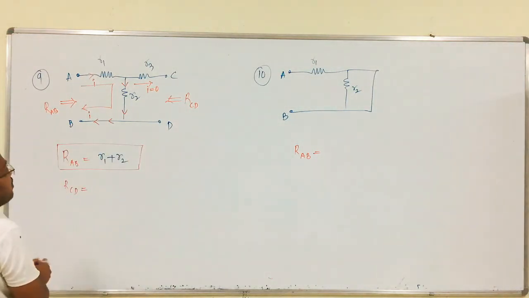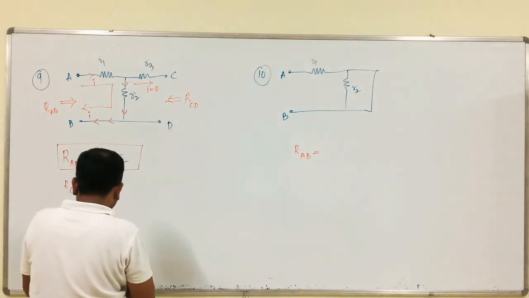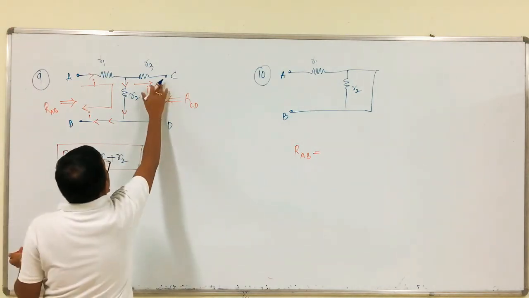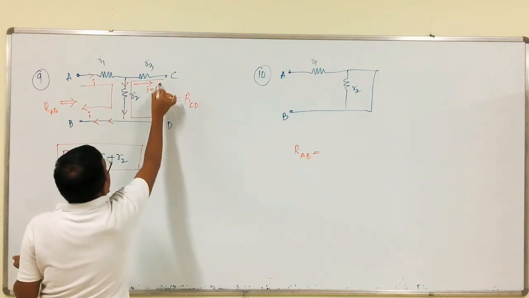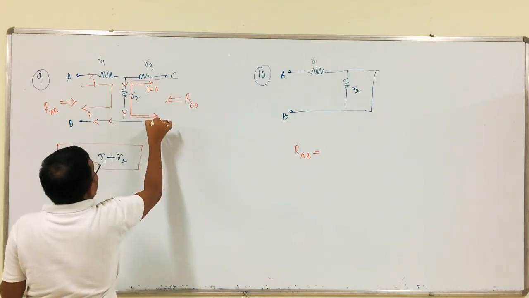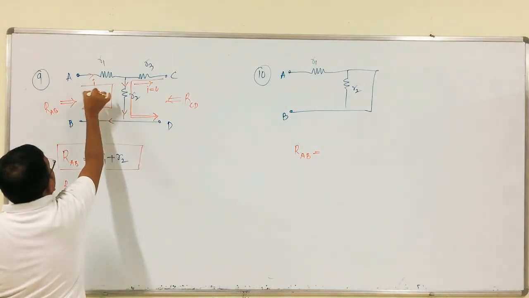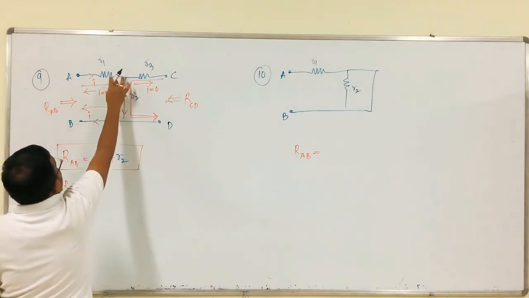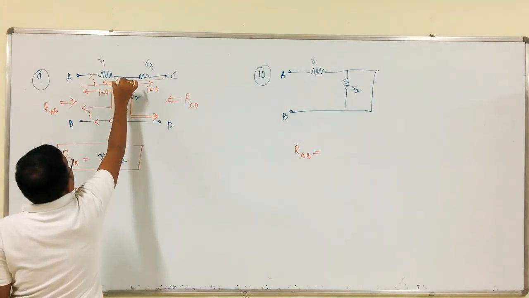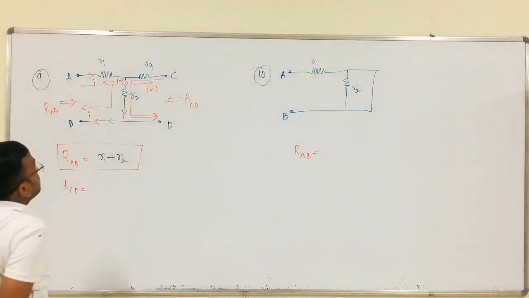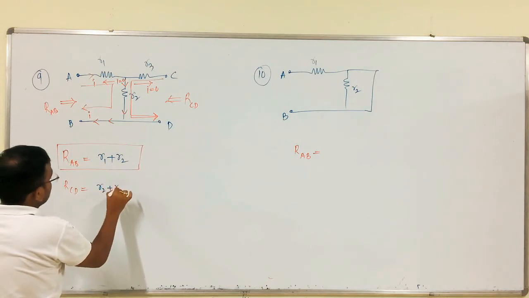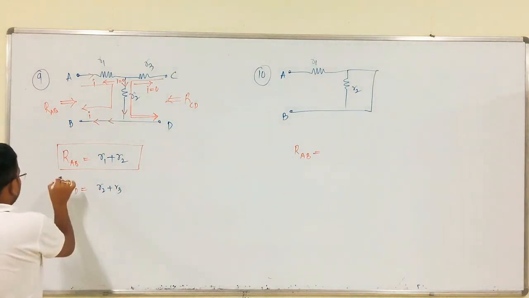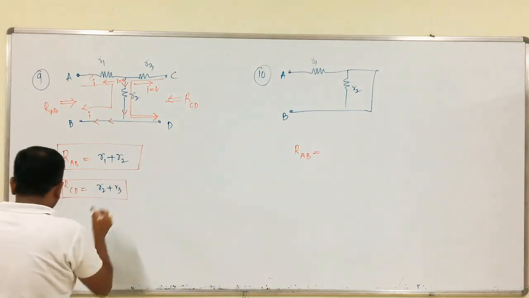Like this, what is the value of RCD? Same. For this, like this, the current is like this. There is no current through this path. I is equal to 0. Therefore, RCD is what? R2 plus R3. Right.